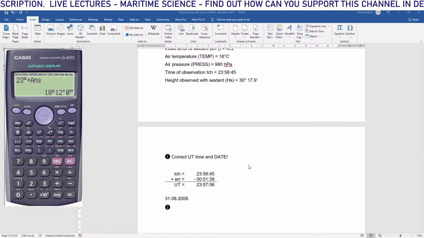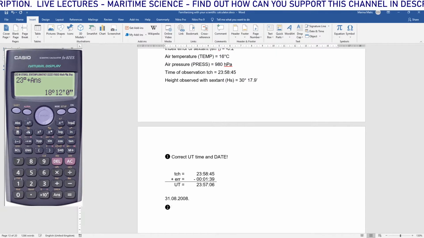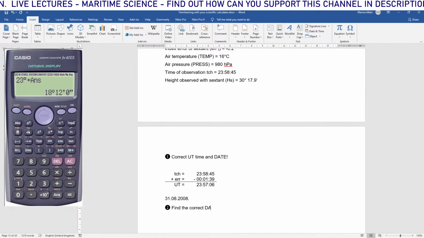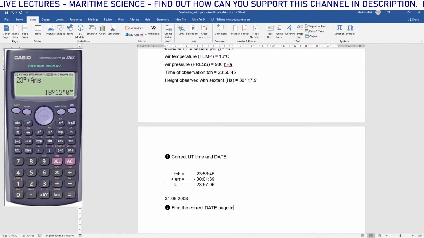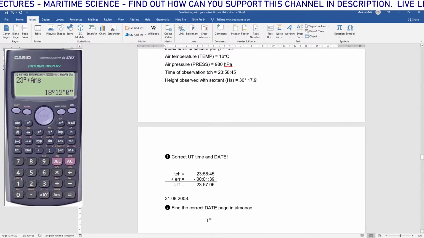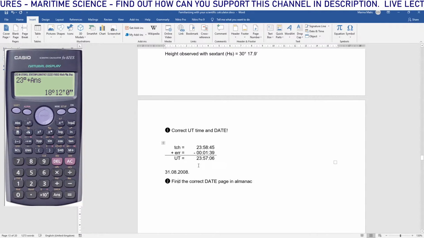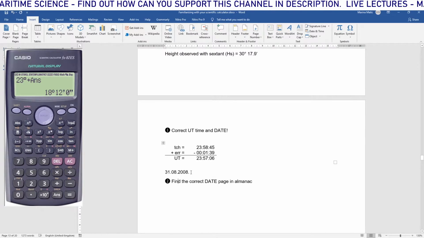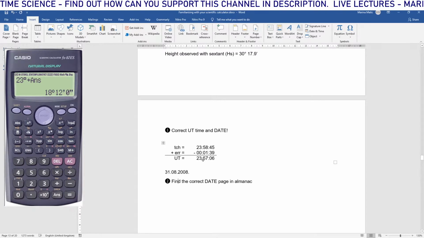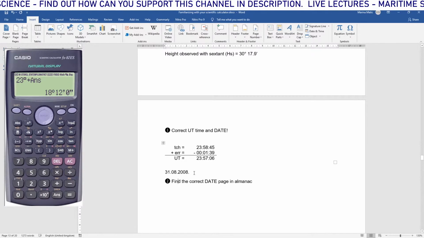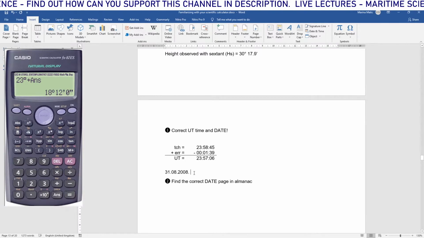So step number 2 is find the correct date page in Almanac. So after we have corrected the chronometer time with chronometer error, we have UT time. We need to make sure that the date is still the same, or if we cross midnight, we have 1 day plus, so it will be first, but it's not, so we are still in the same date.